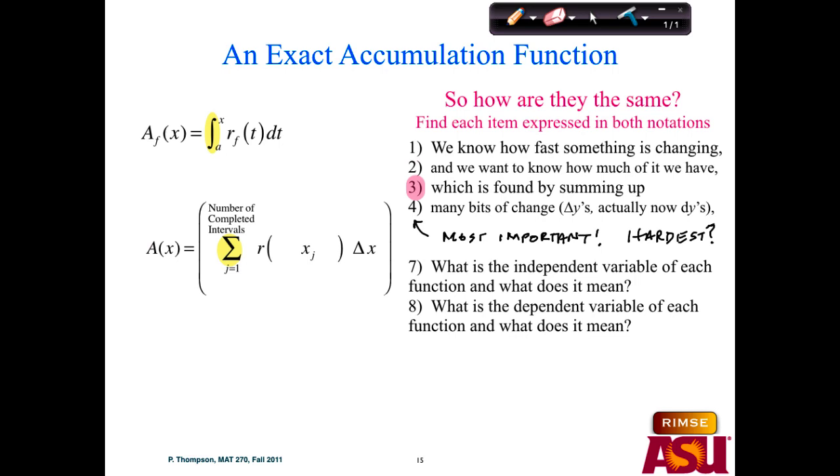Okay, so now this is kind of the most important one, but it's the one that seems hardest for students to get. Where is a bit of change, or the bits of change, represented here? We're summing up bits of change, which is delta y or dy's. How are those represented in these expressions? Everyone's got to get this. Okay, yes, sir.